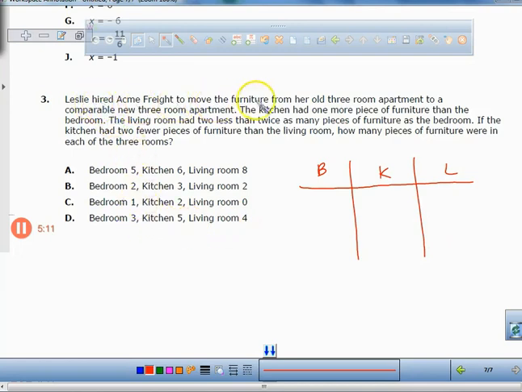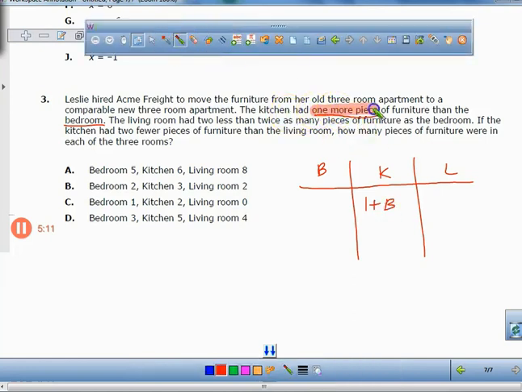Looks like we made a little chart here. B's bedroom, K's kitchen, L's living room. So, kitchen had 1 more piece than the bedroom. So the kitchen is 1 plus B. There we go, 1 plus B. I like that.